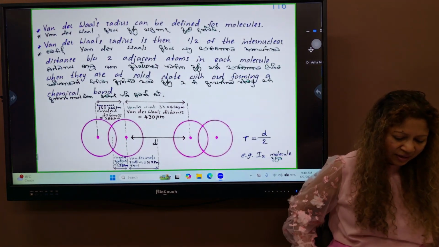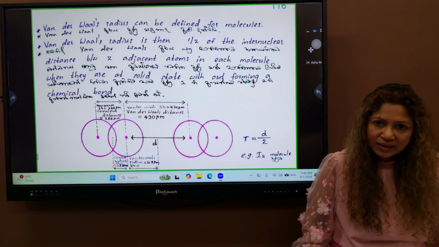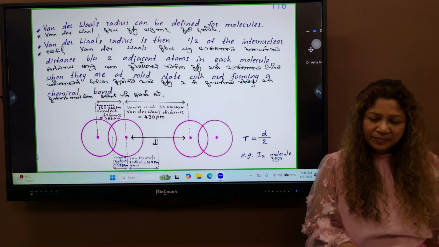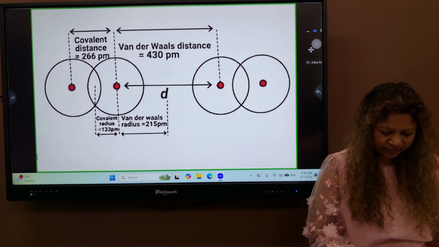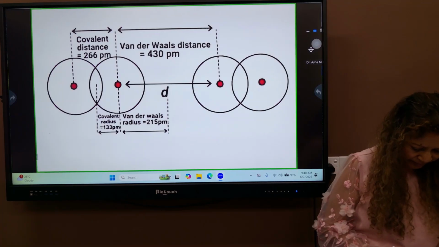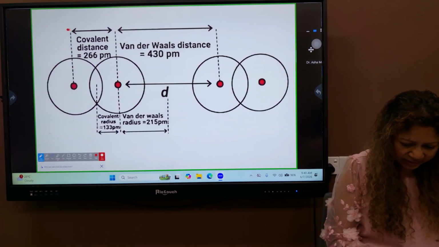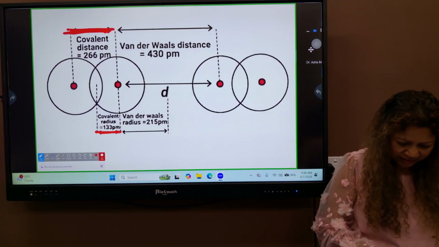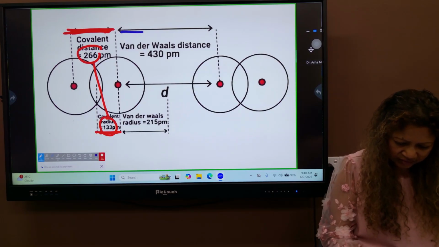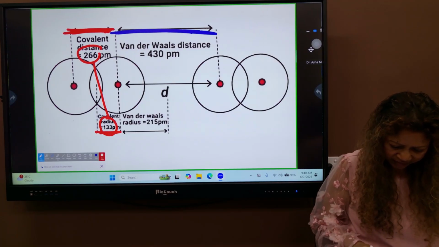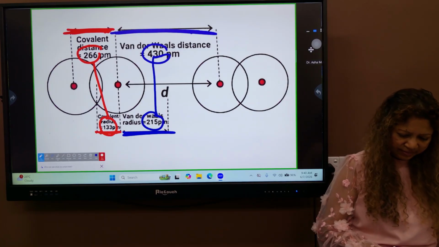Van der Waals radius can be defined for molecules. Done? Okay. Look at this. This is the covalent distance, and this is half of that. 206 divided by 2 is 133. And this is van der Waals, and this is half of that. 430 divided by 2 is 215. Okay.